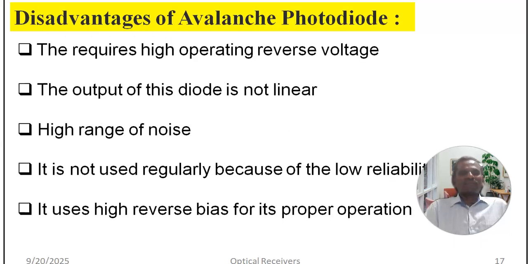Disadvantages of the avalanche photodiode: it requires a high operating reverse voltage. The output of this diode is not linear, it has a high range of noise, and it is not used regularly because of low reliability. It uses high reverse bias for its proper operation.